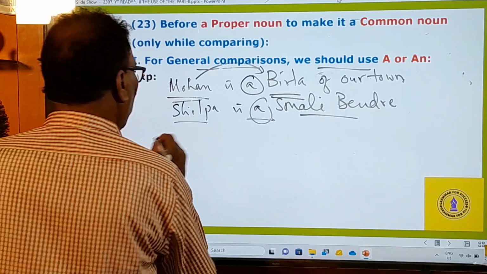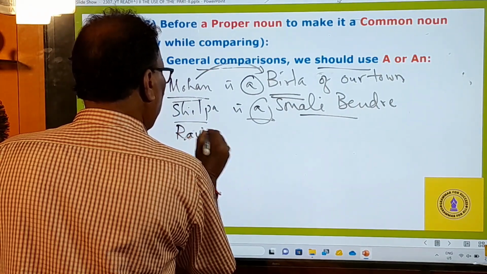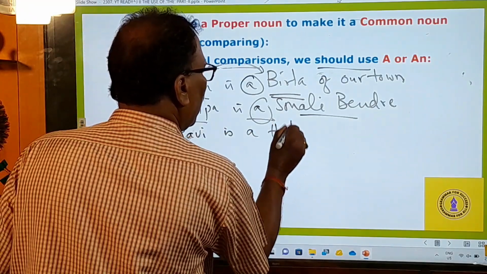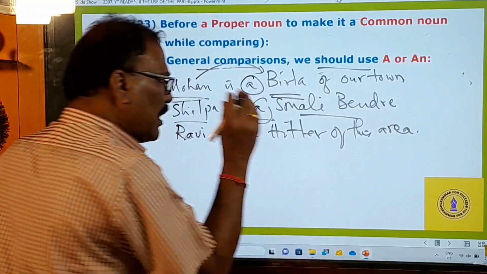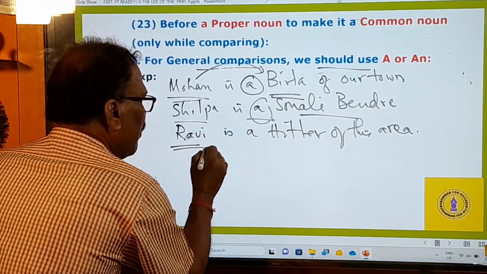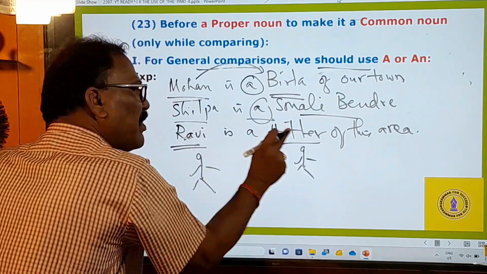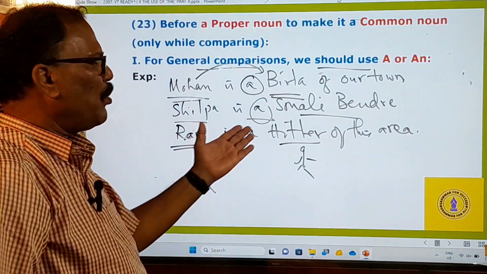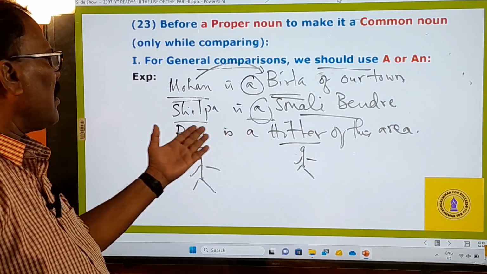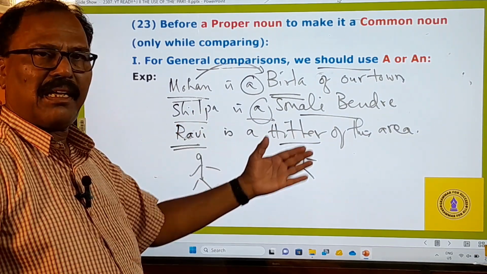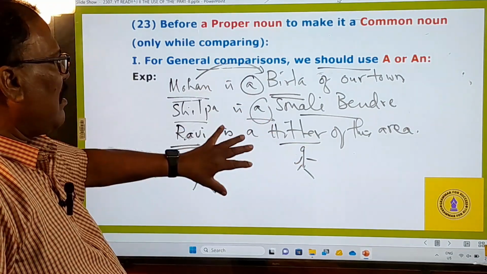For one more example, let me take Ravi. Ravi is a Hitler of this area. You are comparing this man with Hitler. Anybody who is wicked like Hitler can be compared like this. Ravi is a Hitler means Ravi is as wicked as Hitler, as bad as Hitler, something like that. So these are all general comparisons.